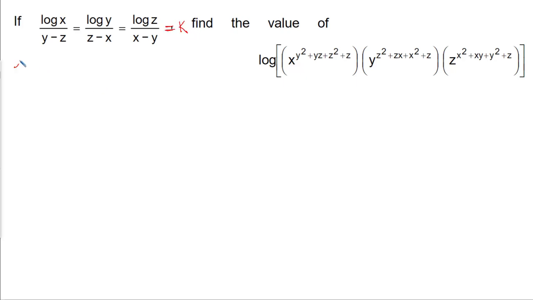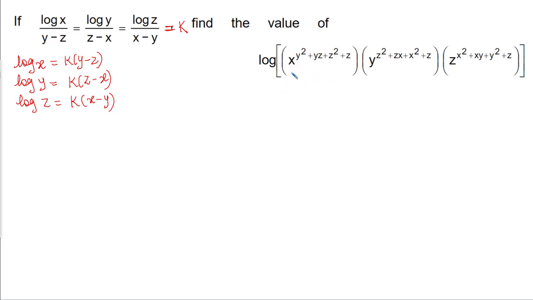So let's cross multiply. Log x is equal to k into y minus z if we cross multiply. After that, log y is going to be k into z minus x. And similarly log z is going to be k into x minus y. Okay everyone, so now we need to find the value of the given expression.